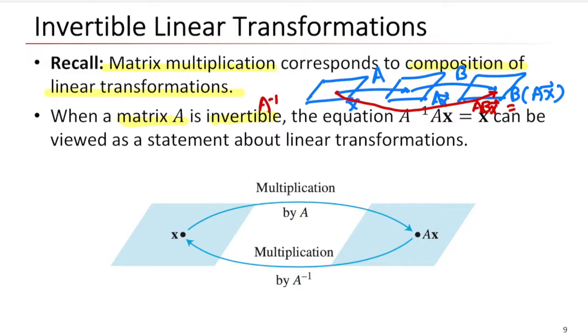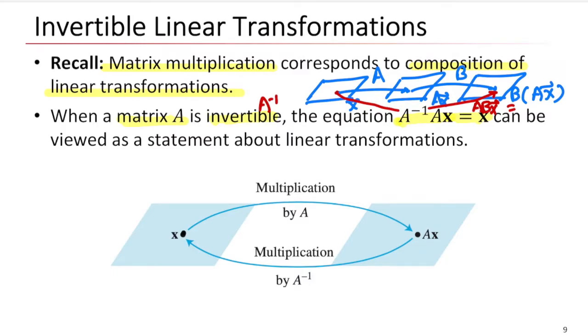Then the equation A inverse, this is A inverse, okay? A inverse times AX is equal to X can be viewed as a statement of the linear transformation. So what does it mean?